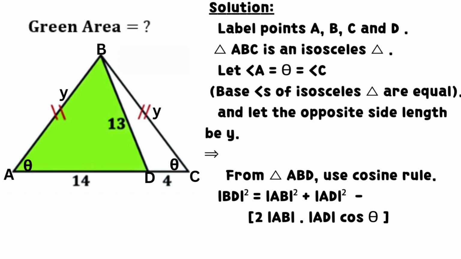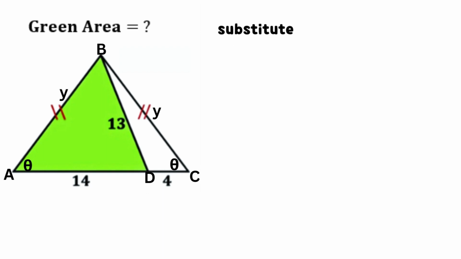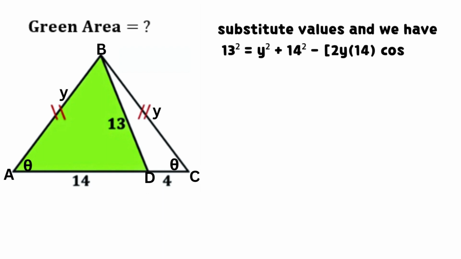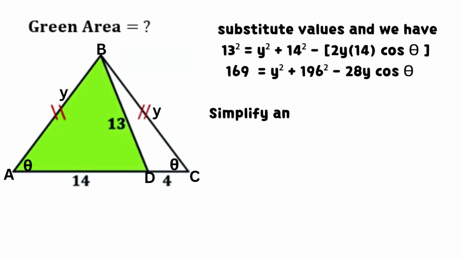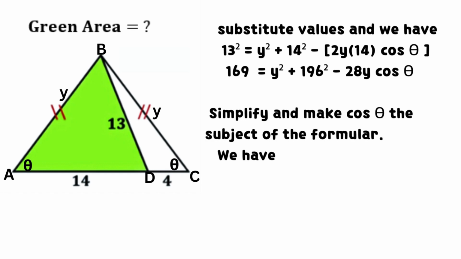Hence, from triangle ABD, we use the cosine rule for the square of line BD as shown on the screen. Substitute values and we have that 13 squared equals y squared plus 14 squared minus 2 times y times 14 times cosine theta.